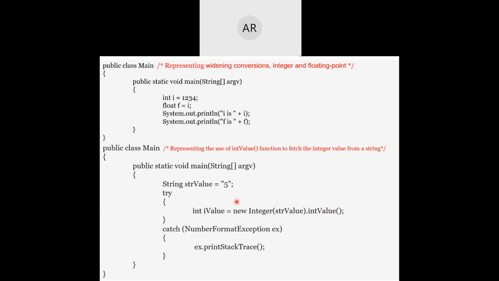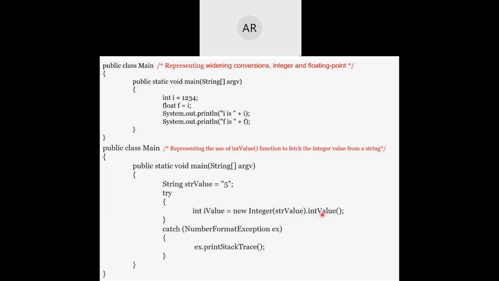For imagination, here 5 is kept in double quotes. Suppose ABC is kept in double quotes. What will intValue do with ABC? Can it convert it into a numerical value? No. So in that case, this conversion fails. So should my program get halted just because of that conversion problem? No. It should proceed further, right?